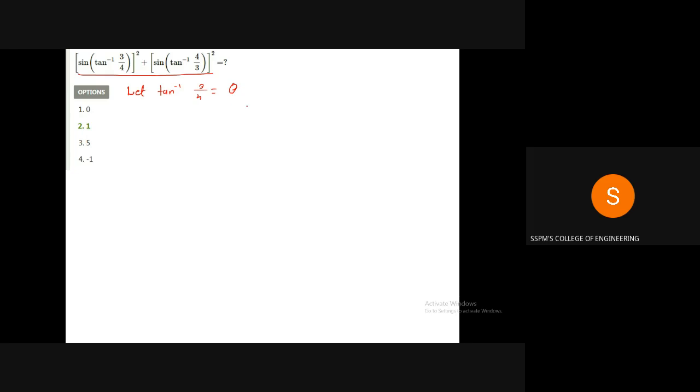theta, which implies that sin theta is equal to 3 by 5. And let us assume tan inverse 4 by 3 is equal to another angle phi, which implies tan phi is equal to 4 by 3.